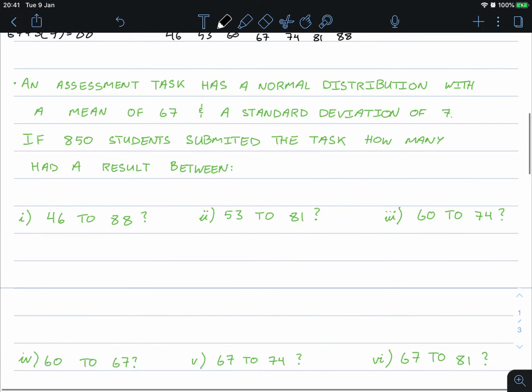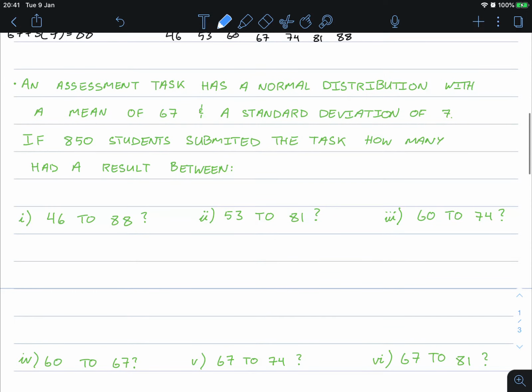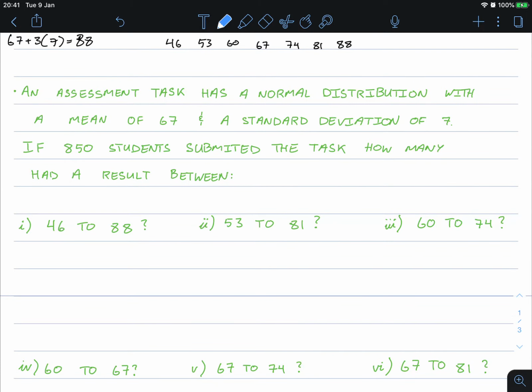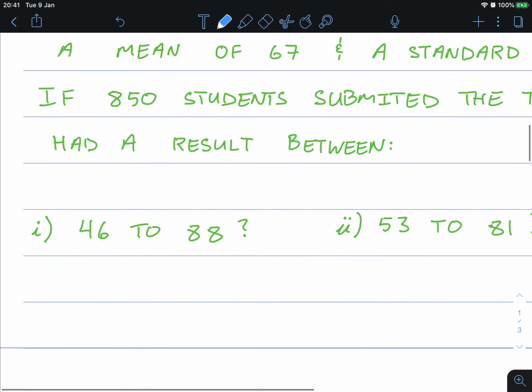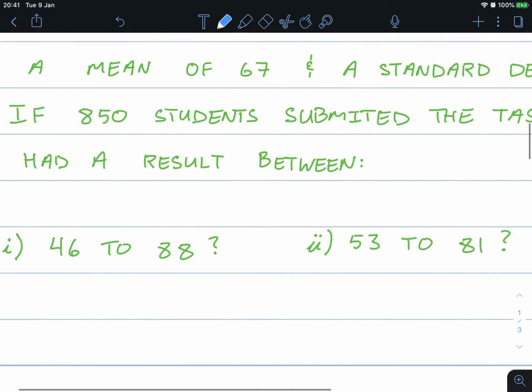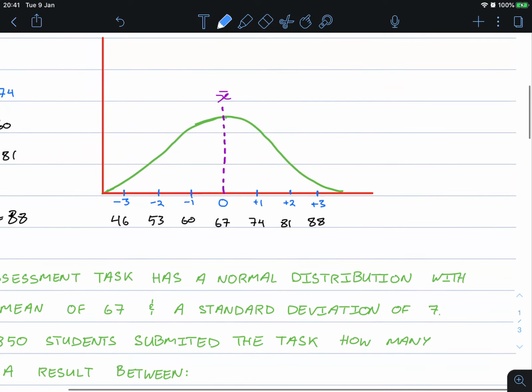So there are a total of 850 students. What we need to do is figure out how many of them scored between, well, the first one is going to be between 46 and 88. So let's write that in first. 46 is down here, all the way up to 88. So we want to figure out how many students are between there.